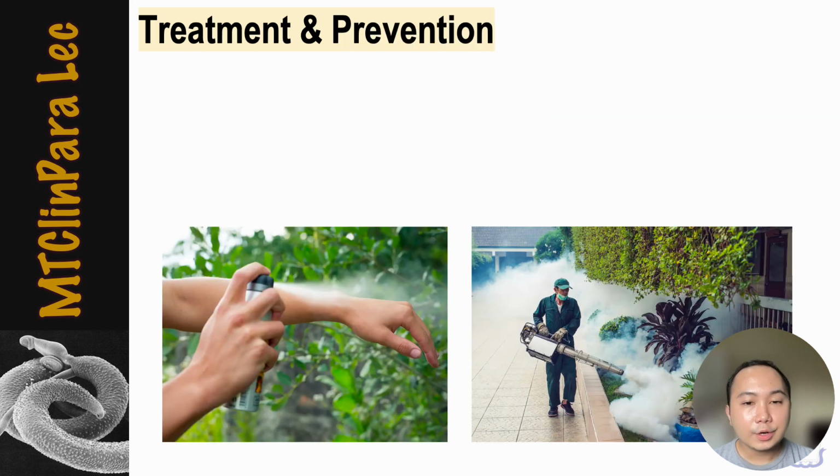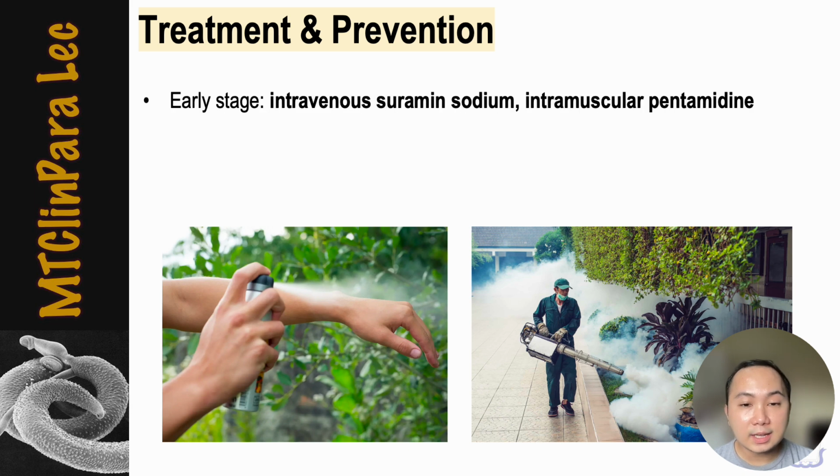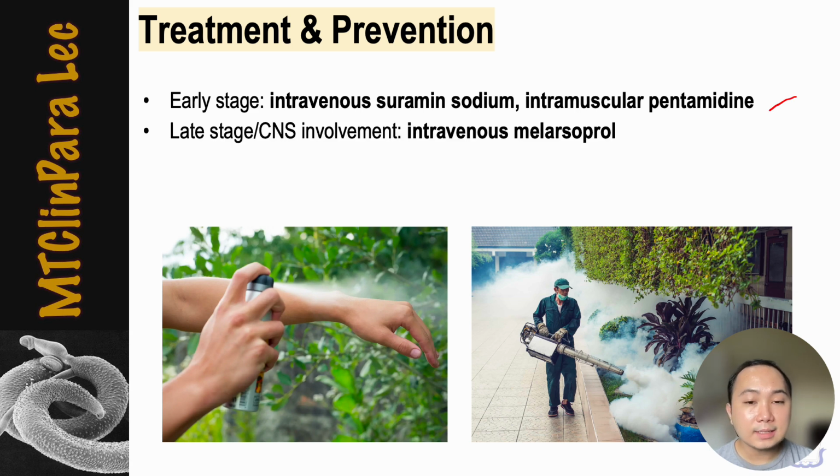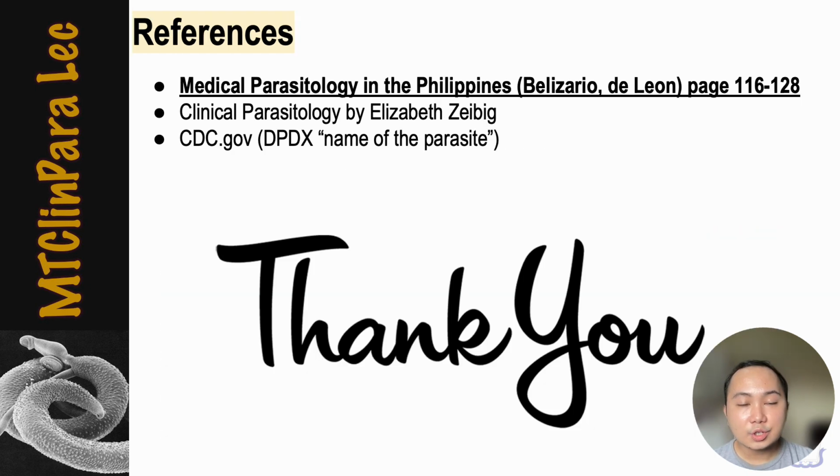So for treatment and prevention, the drug of choice for early stage of African trypanosomiasis is intravenous suramin sodium and intramuscular pentamidine. For the late stages, especially in cases of CNS involvement, intravenous melarsoprol is more useful. For prevention, vector control and using of insect repellent is the most common way of prevention to prevent the spread of our African trypanosomiasis sickness. So that ends our discussion for hemoflagellates.